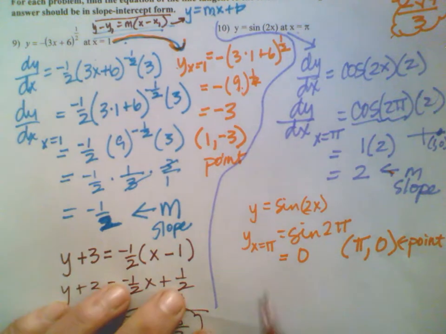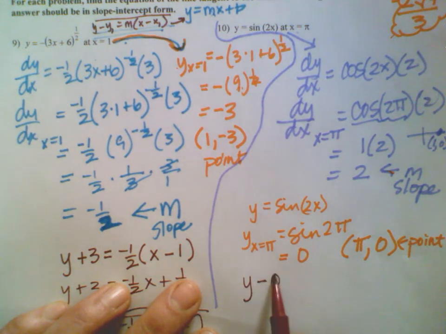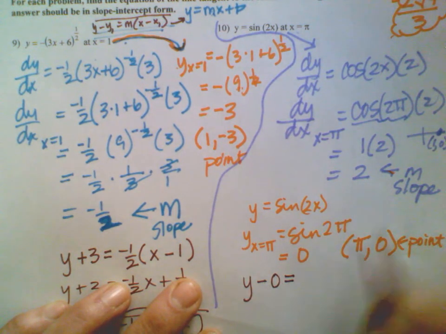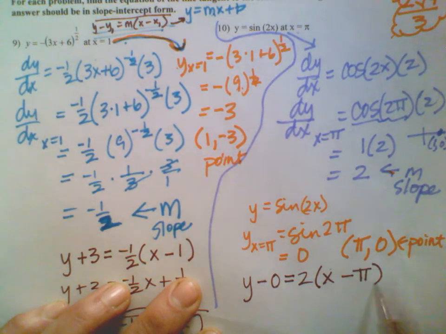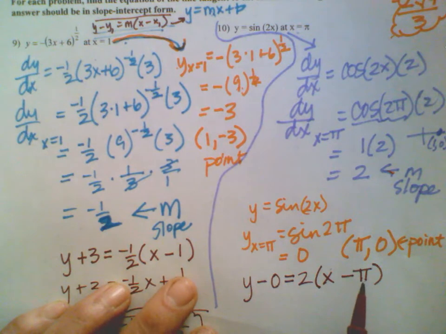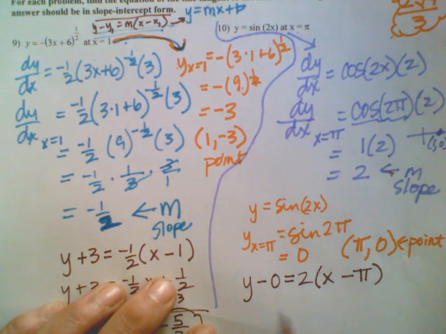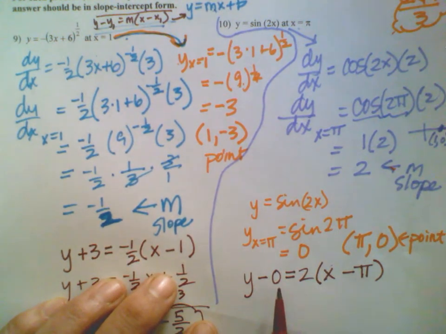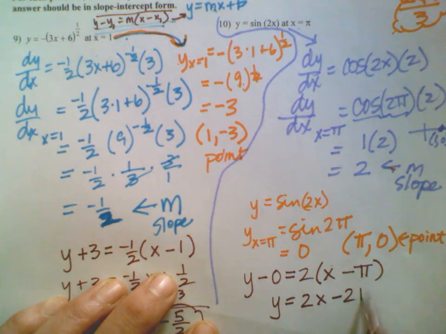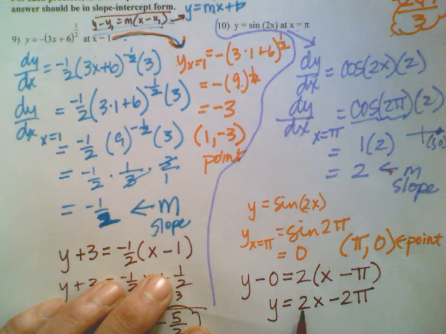So I have the slope, I have the point, I plug it into point-slope form. Point-slope form is y minus y1 equals the slope times x minus x1. Don't worry about that pi there. It's not a big deal. We're just going to distribute and clean it up. This turned out nice. We got 0 here. Great. This is y equals 2x minus 2 pi. That means I have a slope of 2 and a y-intercept of -2 pi.